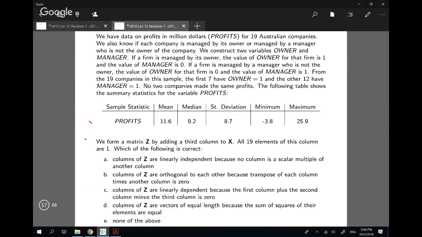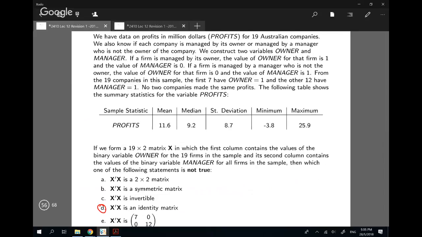C. Columns of Z are linearly independent because the first column plus the second column minus the third column is 0. So A is linearly independent because no column is a scalar multiple of another column. Are orthogonal to each other because the transpose of each column times another column is 0. Vectors are equal length because the sum of squares of elements are equal. A lot of crazy stuff in there.